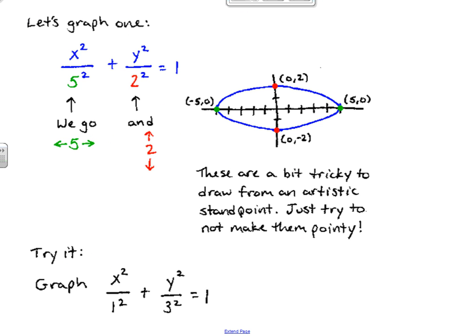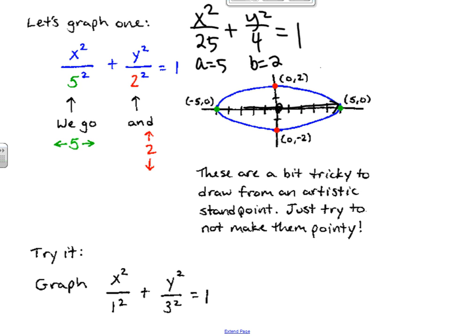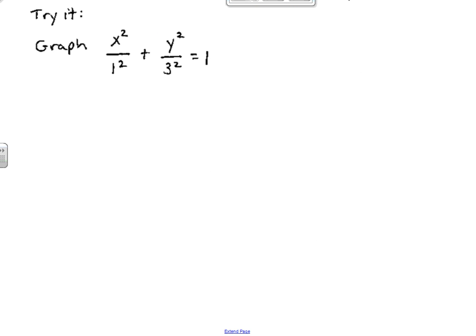So here's a little picture of one. So this one would have started out as x squared over 25 plus y squared over 4 equals 1. So we have to say that a is 5, b is 2. And so from the origin, we go 5 that direction and 5 that direction, 2 up, 2 down, and then we just kind of try not to make them pointy, as the author of this slide says, and then kind of see what happens. So I'll just sketch freehand this one because I didn't put any graph paper in these.